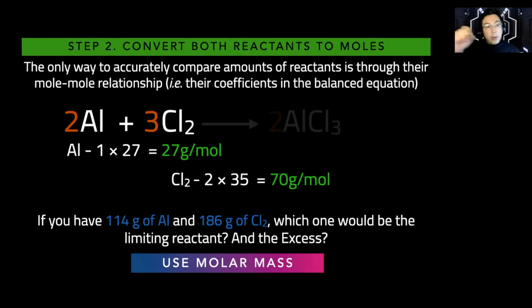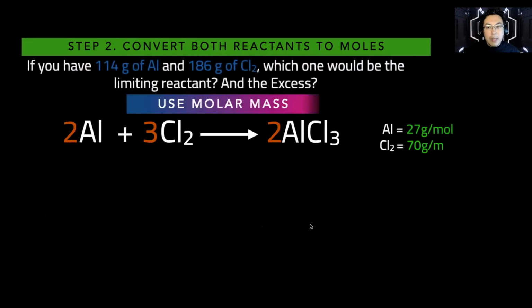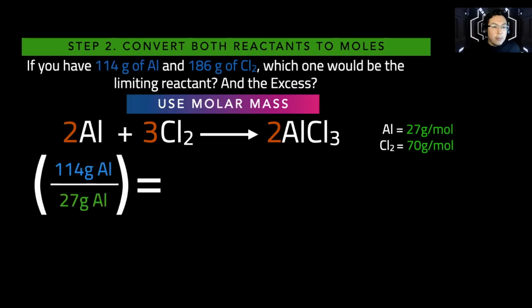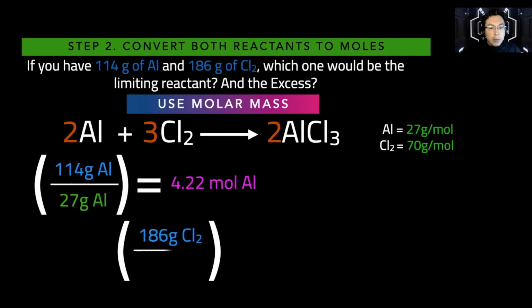Okay, so now that we have the molar mass, write it down on one side and keep it for later. Now we need to change this into moles. Now that we have all the information, we can change the grams into moles. We will find that we have 4.22 moles of aluminum in this particular amount of grams, and for chlorine, we will have a total of 2.65 moles hidden in this amount of grams.